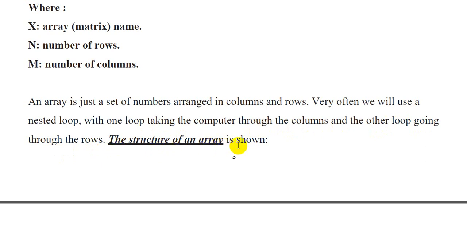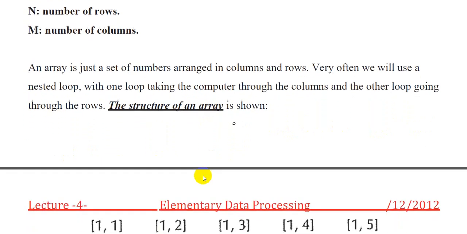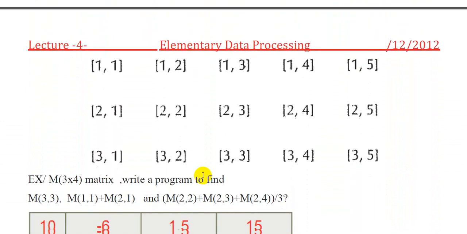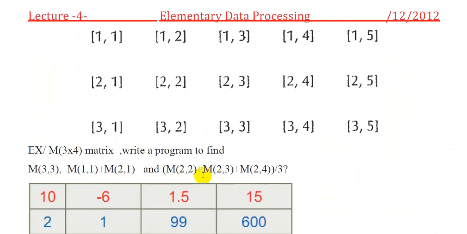The structure of the array is shown as follows. By the end of the process, the following matrix is to be input, or introduced to the computer by Visual Basic using the keyboard. We're actually to deal with it in the following form: 1 1, 1 2, 1 3, 1 4, 1 5, 2 1, 2 2, 2 3, 2 4, 2 5, and 3 1, 3 2, 3 3, 3 4, 3 5.